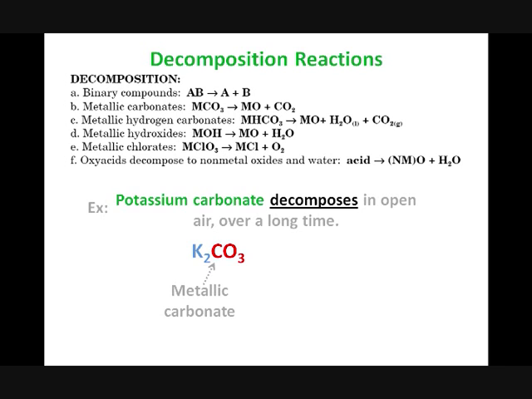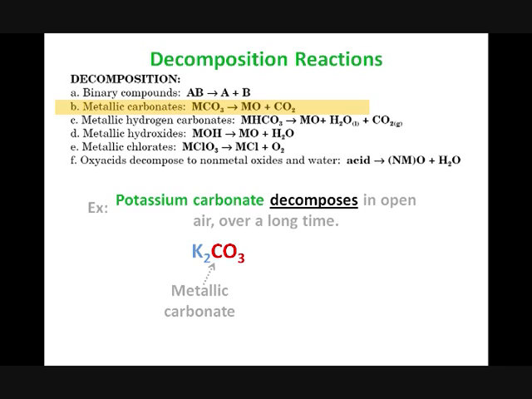Oh, okay, so this is a metallic carbonate. That means we need to use the metallic carbonate pattern. That tells us that we're going to form a metal oxide, MO, that's what that means, and carbon dioxide, CO2. Those are going to be our products. Let's put that into action.